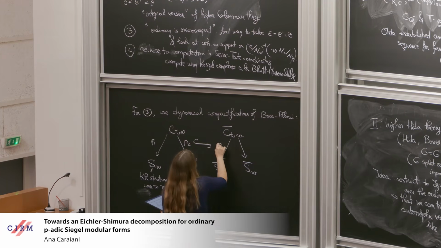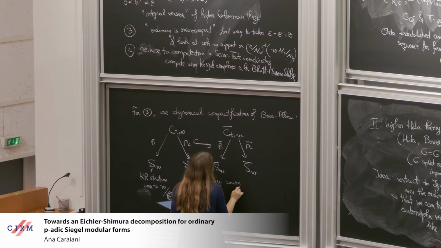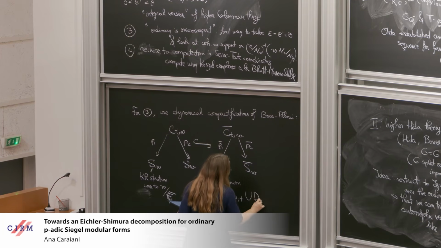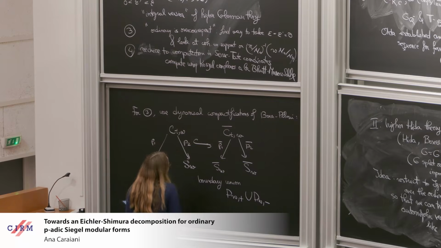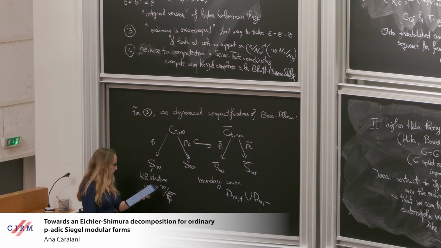Something proper, where the boundary is a union of a positive divisor and a negative divisor. Both of these divisors depend on W. And then the positive divisor is in some sense expanded by the correspondence, and the negative divisor is in some sense contracted by the correspondence.